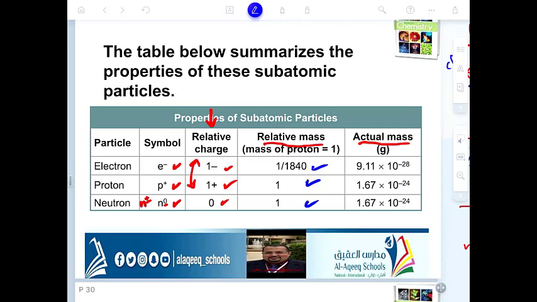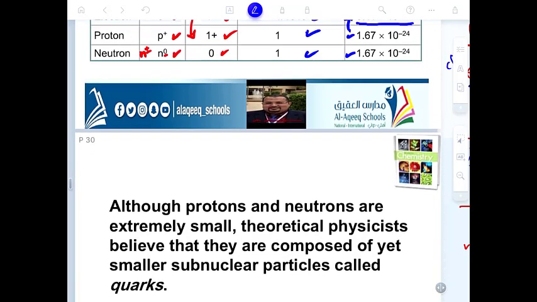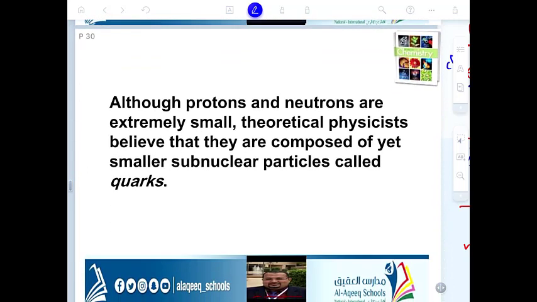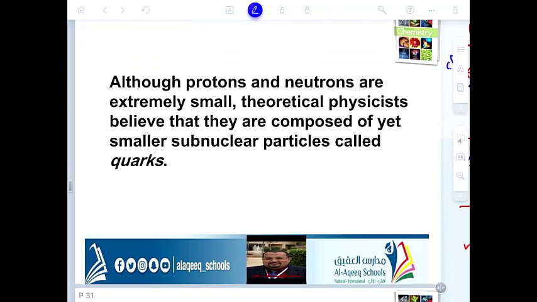But look at the actual mass. Here, equal for proton and neutron, but not equal to the electron, because electron is much smaller than those of proton and neutron. Look, this is 10 power of negative 24, but this is 10 power of negative 28. Very, very small. Okay, so these are the masses.